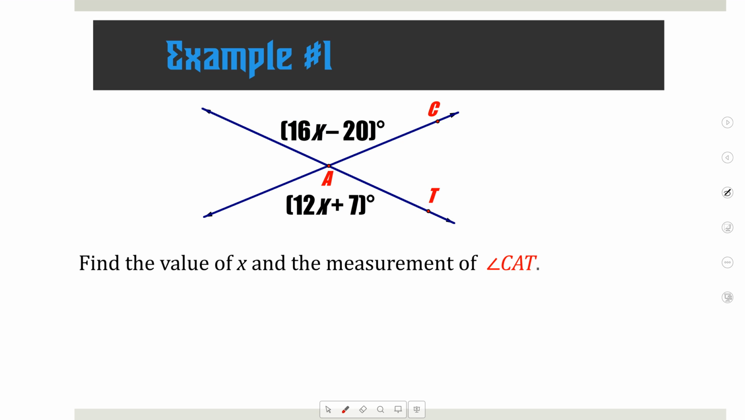So just to reiterate, what she said is, you take the value of x and plug it in. Did you plug it in for 16x minus 20 or 12x plus 7? Not that it matters. And you found that that angle is how big? How big is that angle then? Shoot, I forgot to do minus 20. 88. Okay. So then, as you said, 180 minus 88 tells us that angle CAT is 92 degrees.